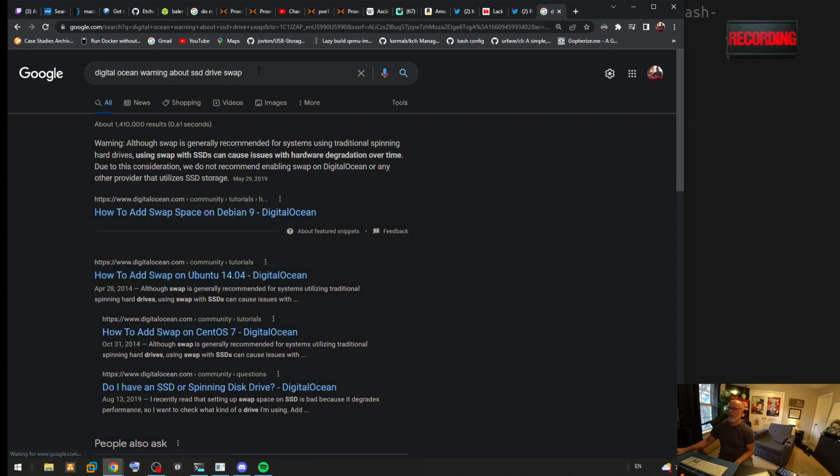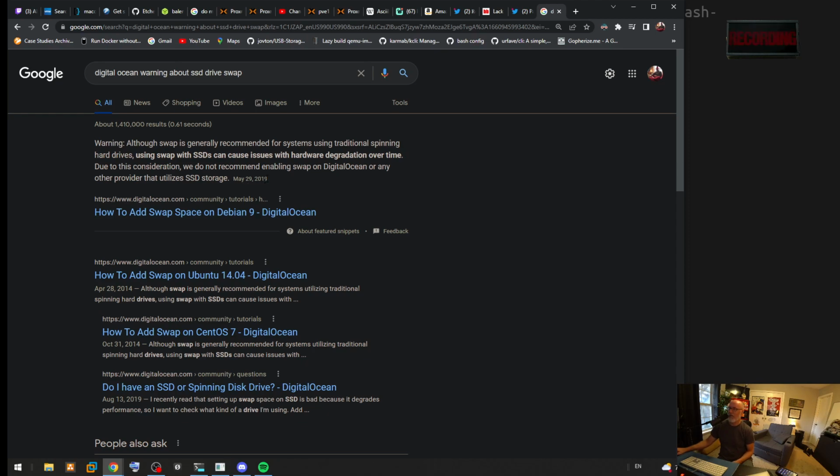Because, and I don't know if this is still true. Warning, it says, DigitalOcean: Although swap is generally recommended for systems using traditional spinning hard drives, using swap with SSDs can cause issues with hardware degradation over time. Due to this consideration, we do not recommend enabling swap on DigitalOcean or any other provider that utilizes SSD storage. May 29, 2019.